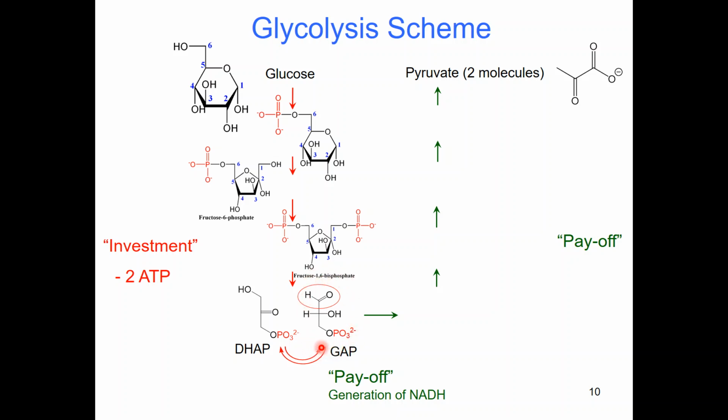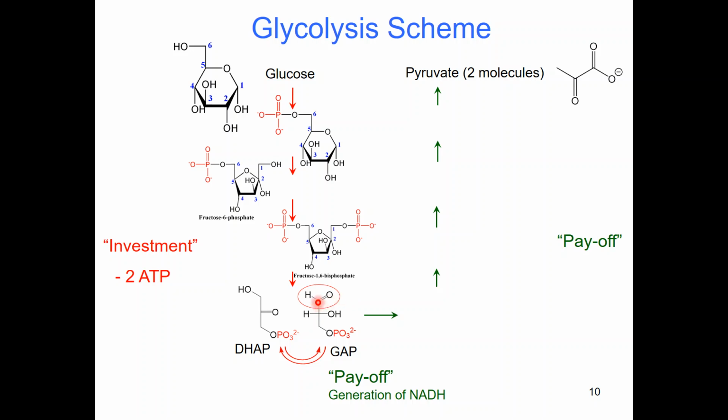Glyceraldehyde 3-phosphate will enter the payoff stage of glycolysis. The first step of the payoff stage is unique because this is the only oxidation-reduction reaction of glycolysis. And since here we have an oxidation-reduction reaction, NADH will be generated. So which carbon of GAP can be oxidized with some benefit for the cell?